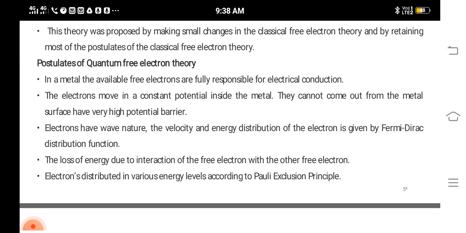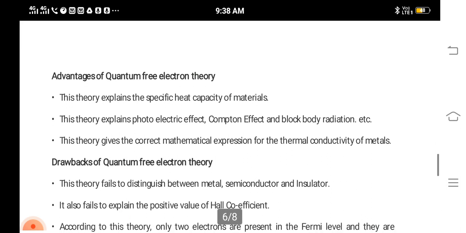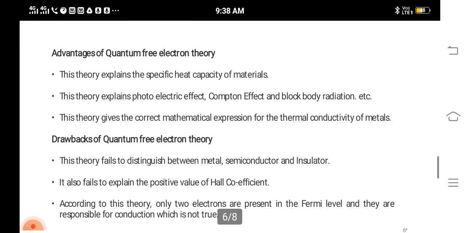Electrons have wave nature. The velocity and energy distribution of electrons is given by the Fermi-Dirac distribution function. There is no loss of energy due to interaction of a free electron with other free electrons. Electrons are distributed in various energy levels according to Pauli's exclusion principle. Now we'll see the advantages and drawbacks of quantum free electron theory.